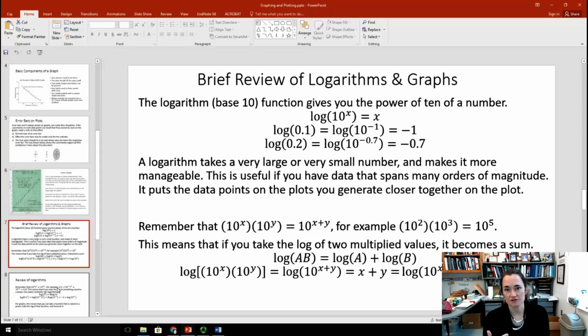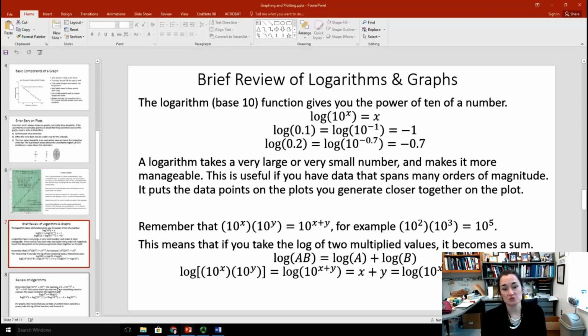So what that means is the log of 0.1 is the log of 10 to the minus 1. That's what 0.1 is, it's 10 to the minus 1. And so the log of 0.1 is minus 1. The log of 0.2, that's 10 to the power of negative 0.7, and so you're extracting negative 0.7 when you take the log of 0.2. What logarithms do is they take very large or very small numbers and make them more manageable, and that can be useful if you have data that span many orders of magnitude, because it puts the data points on the plots that you generate closer together. It kind of squashes it in and enables you to look at it in a more compact way.